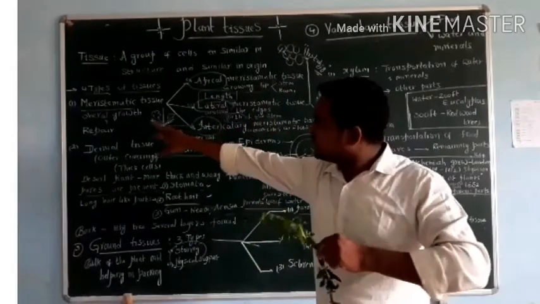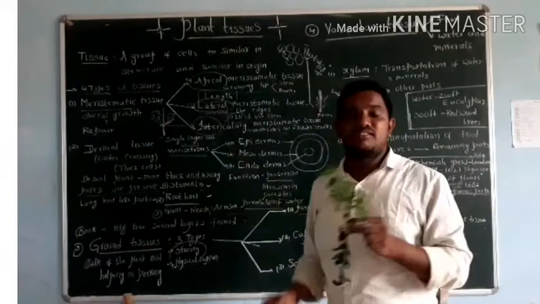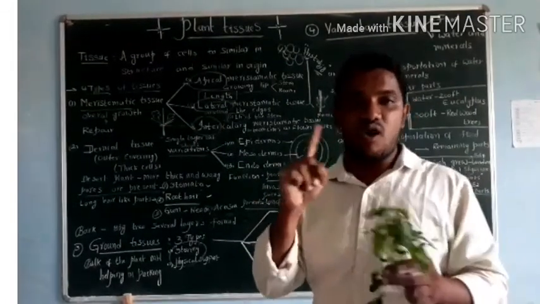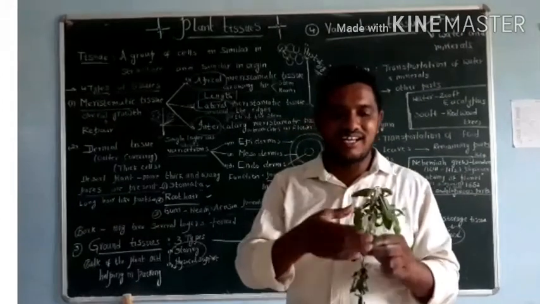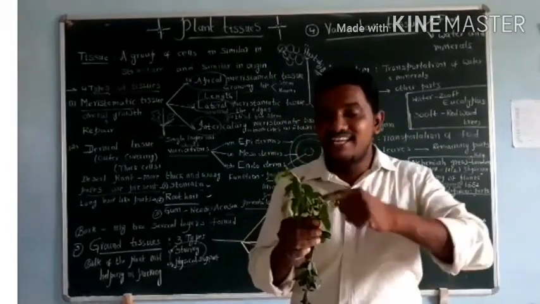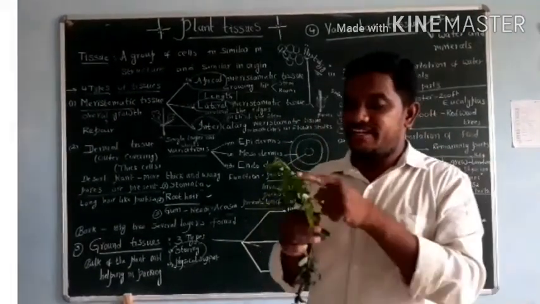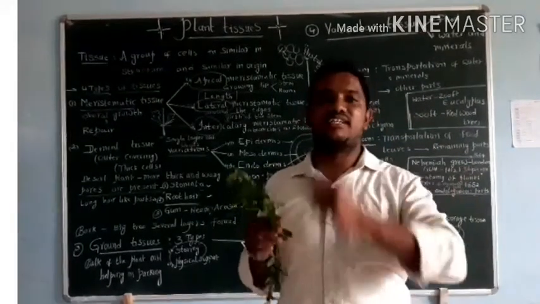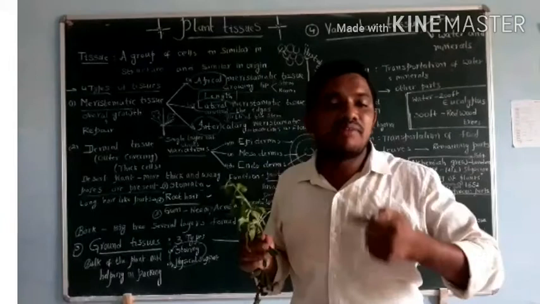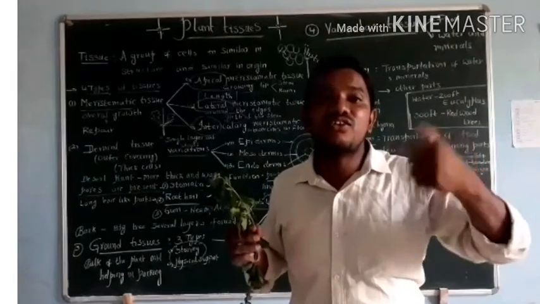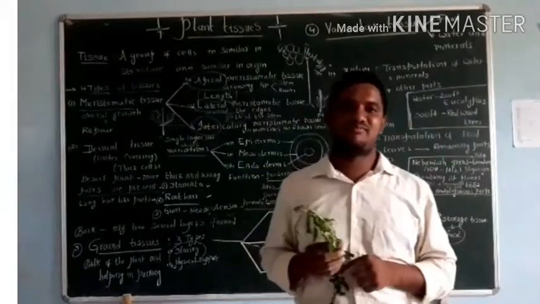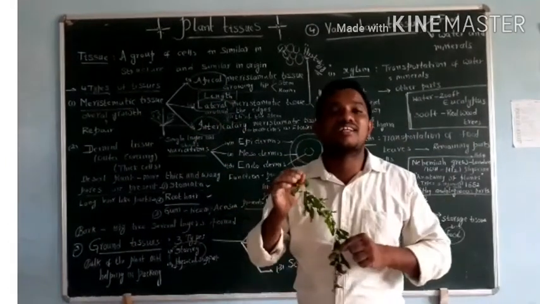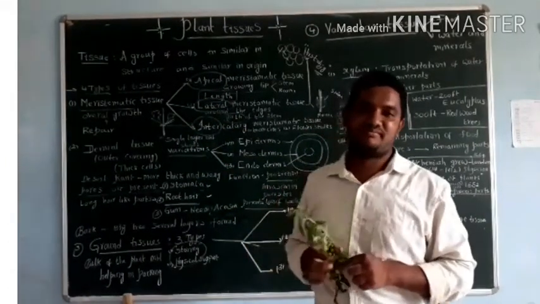This is about meristematic tissue. What is the main function of meristematic tissue? It helps in overall growth and repair. If any cells or tissues are damaged, they are immediately replaced by meristematic tissue. Meristematic cells are continuously dividing cells, so they can easily replace them.